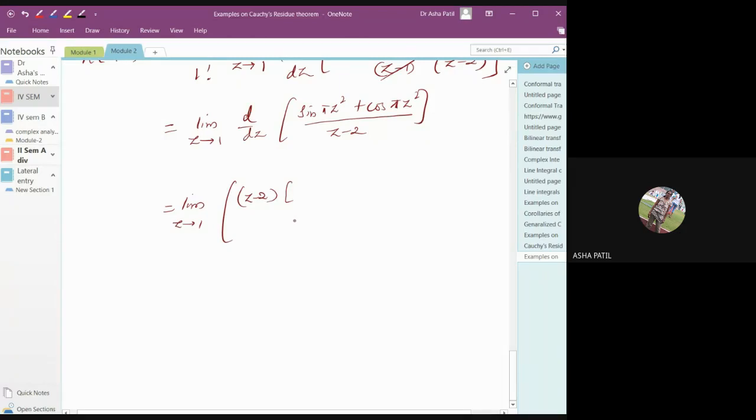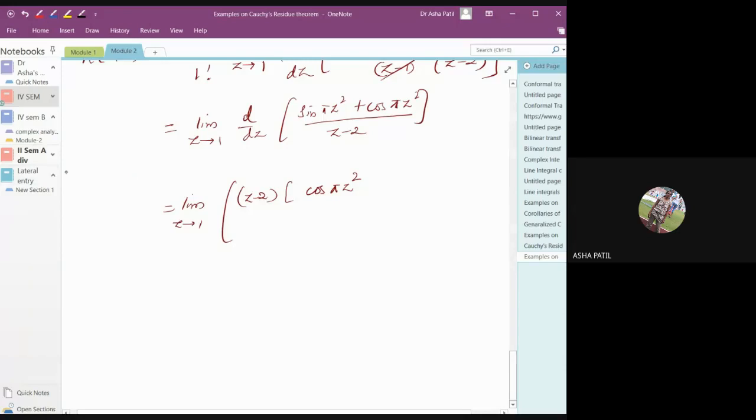What's the derivative of sin pi z square? Cos pi z square. Yes. What happens? 2z sin pi z square, cos pi z square into 2z. Pi also. Sin pi z square. Yes, ma'am, the derivative of pi is 2.